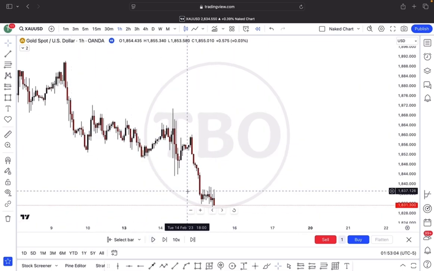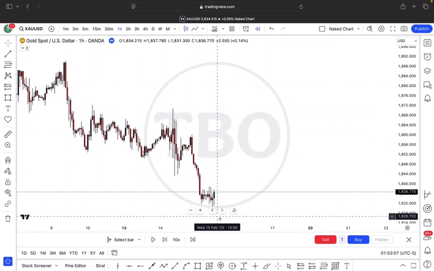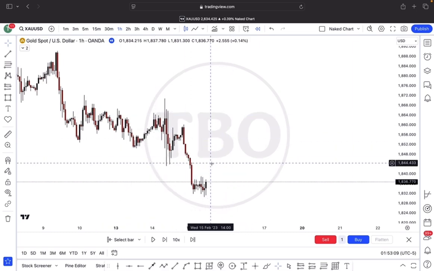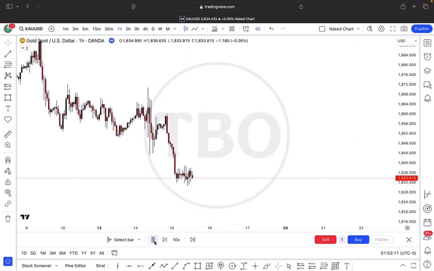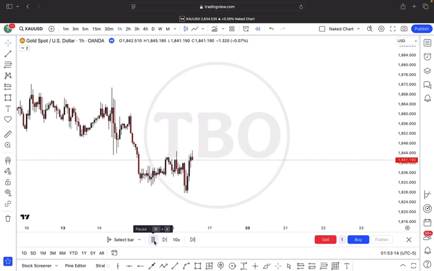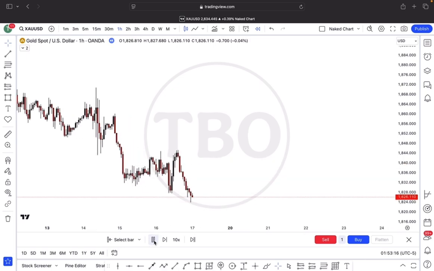So we're still having a drop, which is a bearish move. The drop is a bearish move, and it's as simple as that, guys. Don't overcomplicate it. Drop is a bearish move.